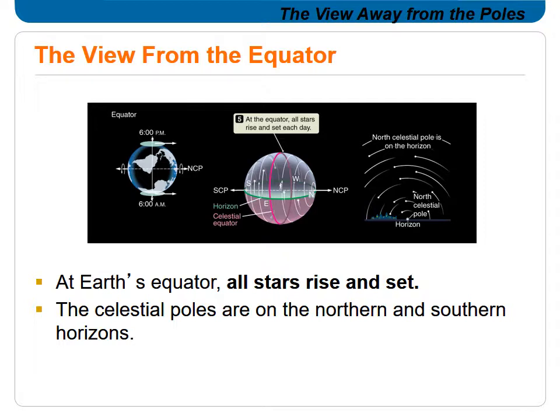At Earth's equator, an observer with an unobstructed view would see all the stars rise and set. None of the stars would be circumpolar. All the stars are rise-set stars. The celestial poles are located at the observer's north and south horizons. At any one instant, half of the celestial sphere is seen. Over the course of the day, an observer at the equator can see the entire celestial sphere.